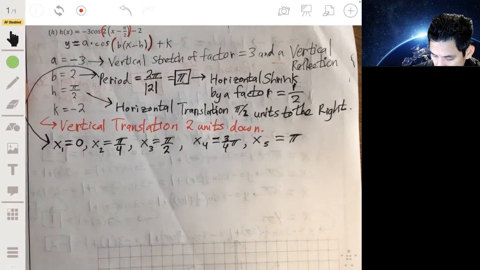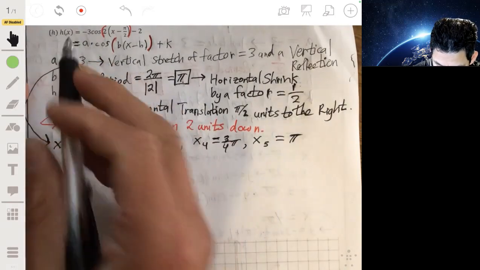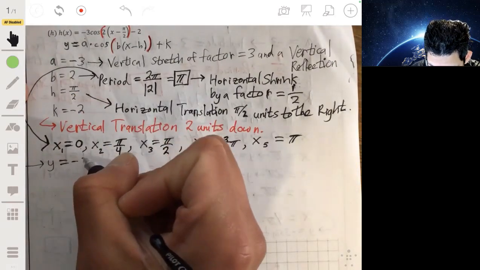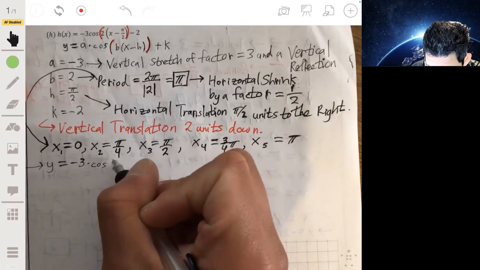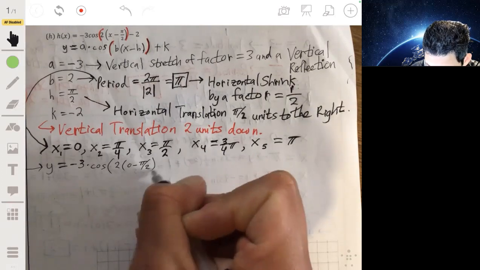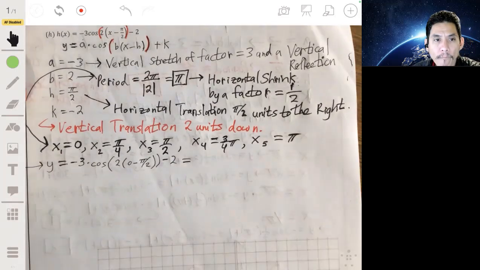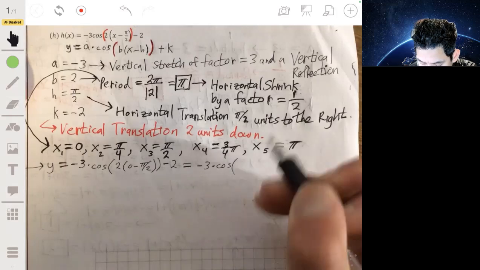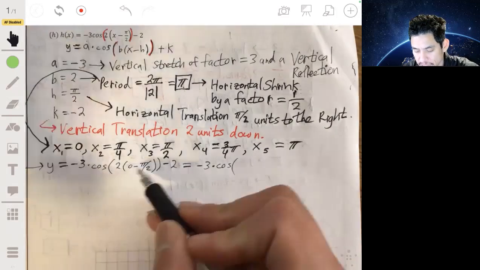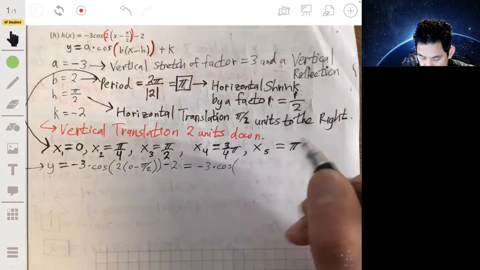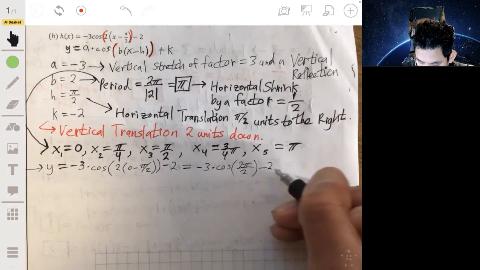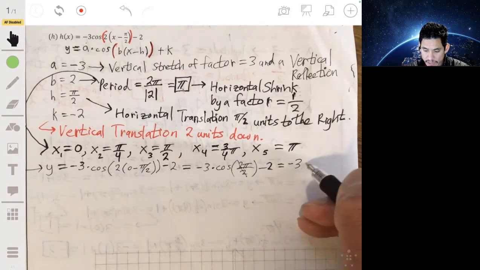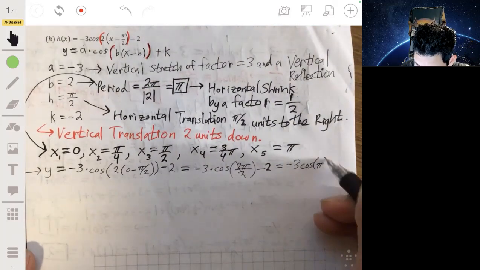All right, so let's plug those in. We plug 0 into the function. So y will be equal to -3 times the cosine of 2 times 0 minus pi over 2, minus 2. So this will be -3 times the cosine of 2 times (0 minus pi over 2), which is negative pi over 2 times 2, or negative 2 pi over 2. That's just negative pi. So all we have is -3 times the cosine of pi, minus 2.